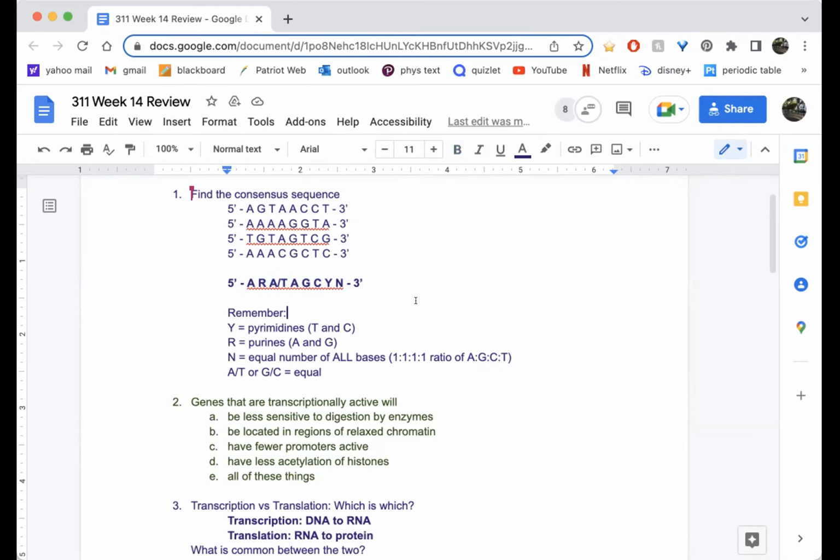Yeah, no problem. All right. Does anybody else have any more questions about consensus sequences? Because this is probably something that you will see on the exam or a quiz.